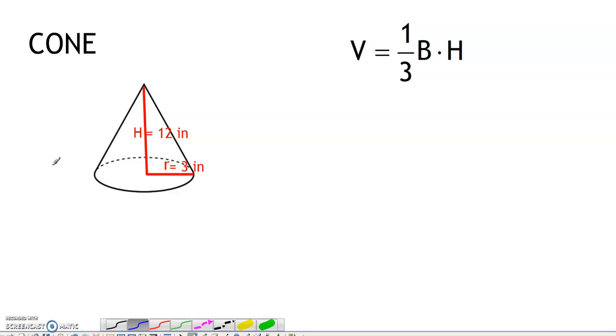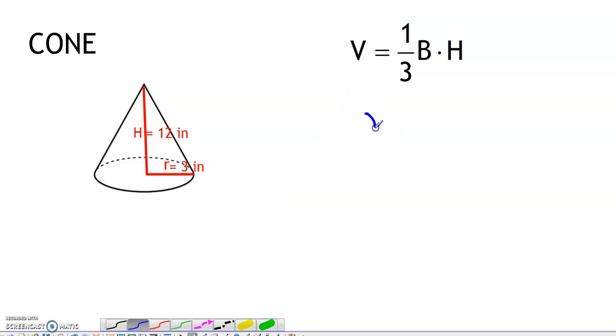Capital B in this case will be the area of a circle, pi times r squared. Therefore, in order to find the volume, we need the radius of the base figure and the height of the cone. The circular base of the cone shown has a radius of 3 inches. The height of the cone is 12 inches.